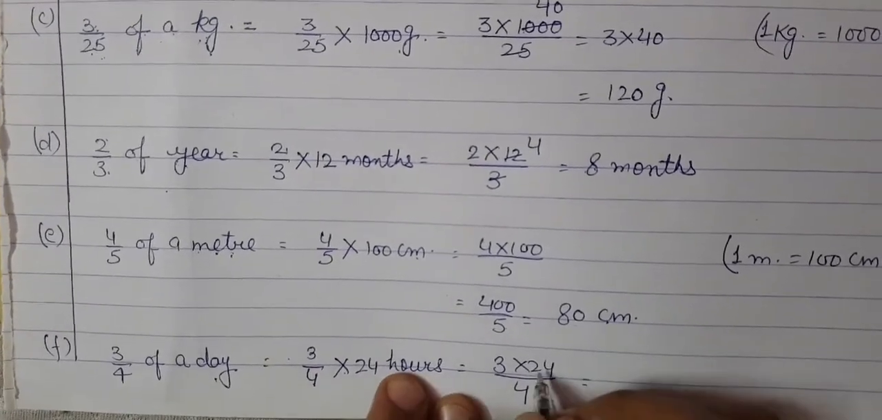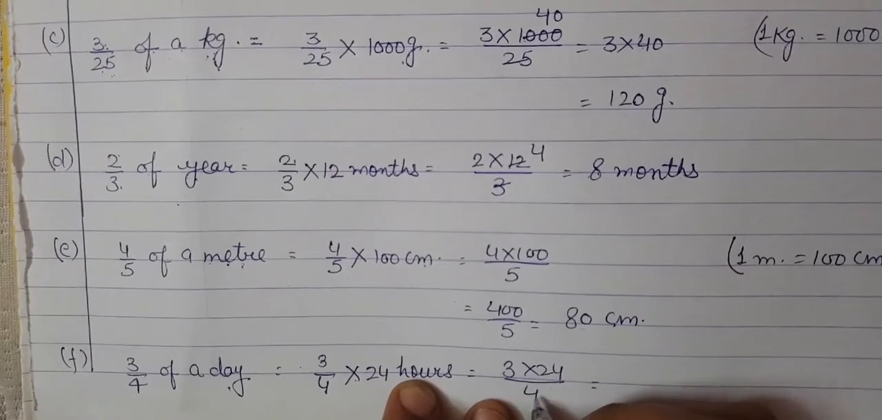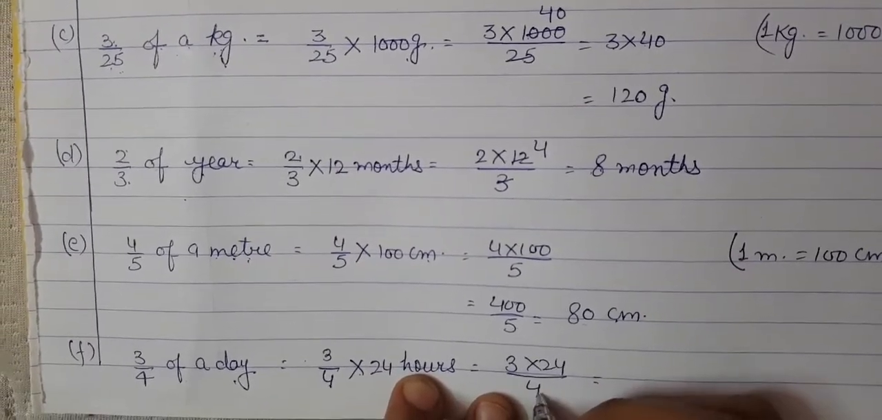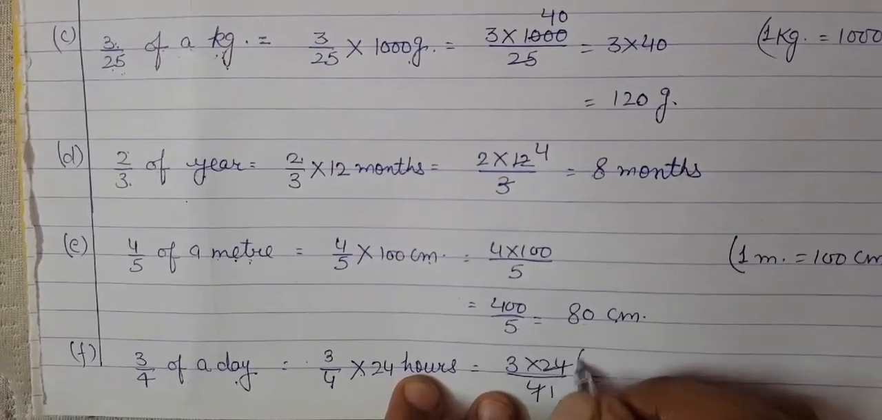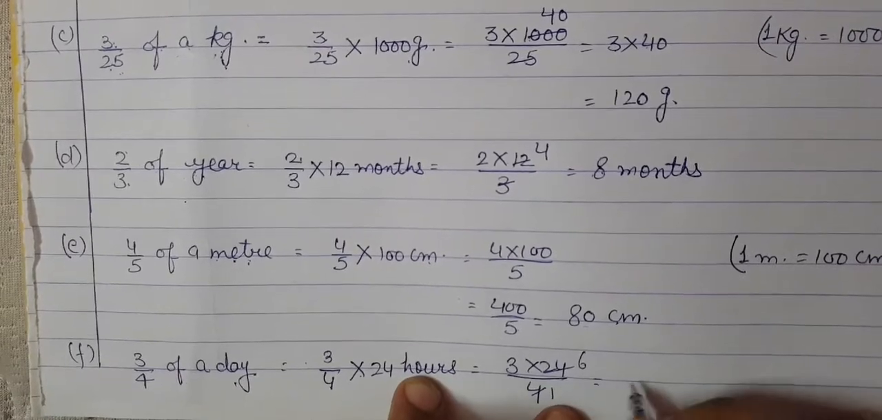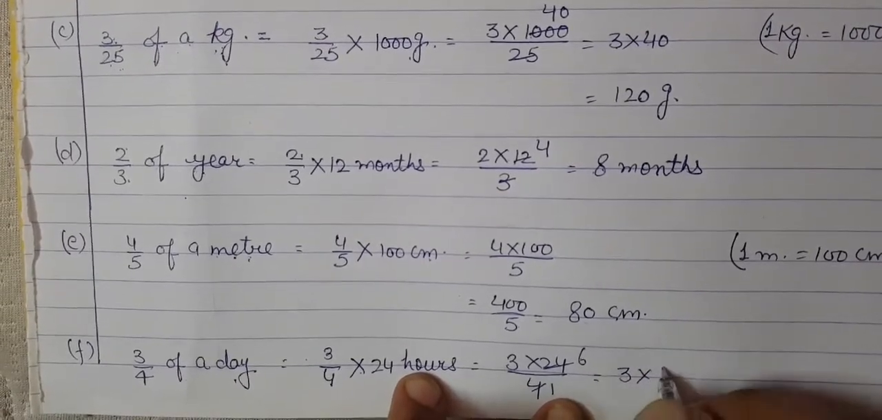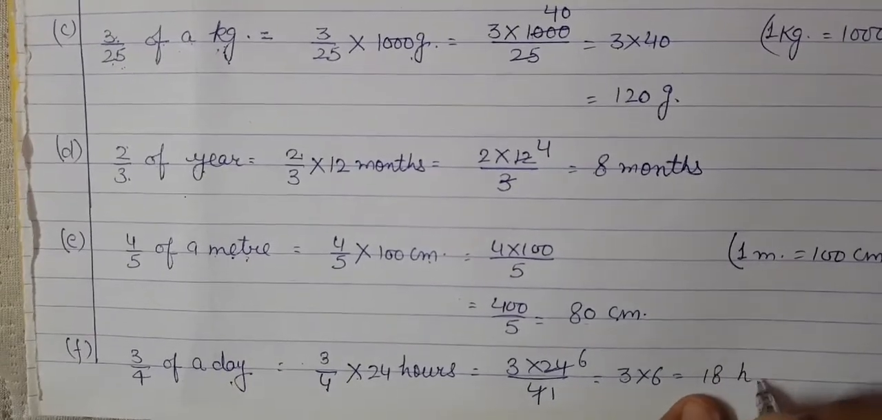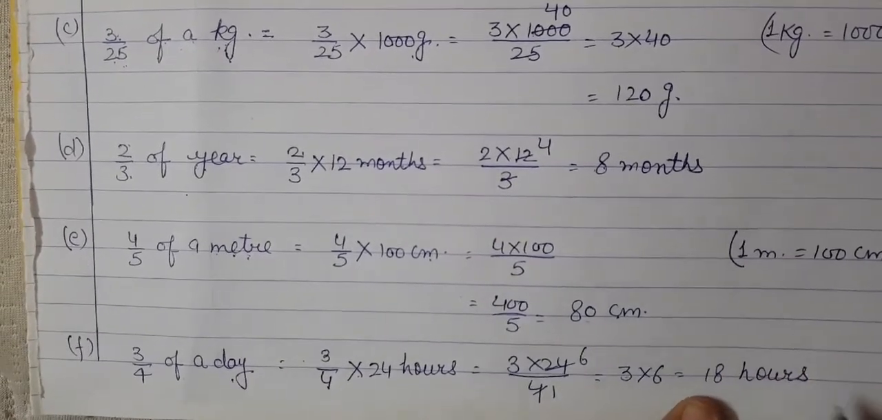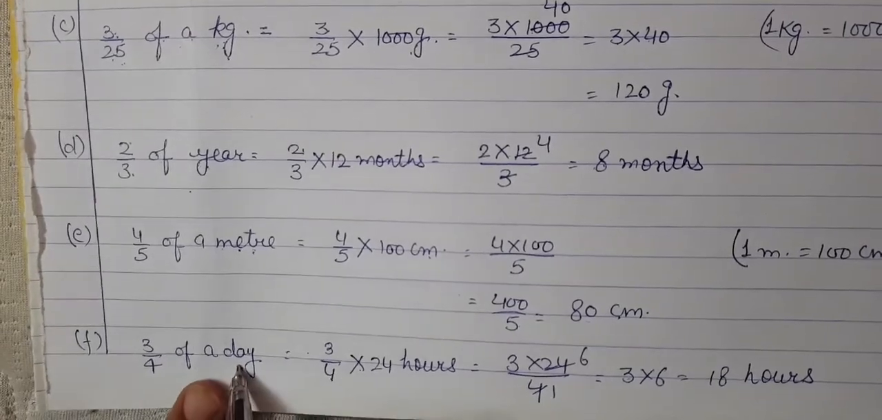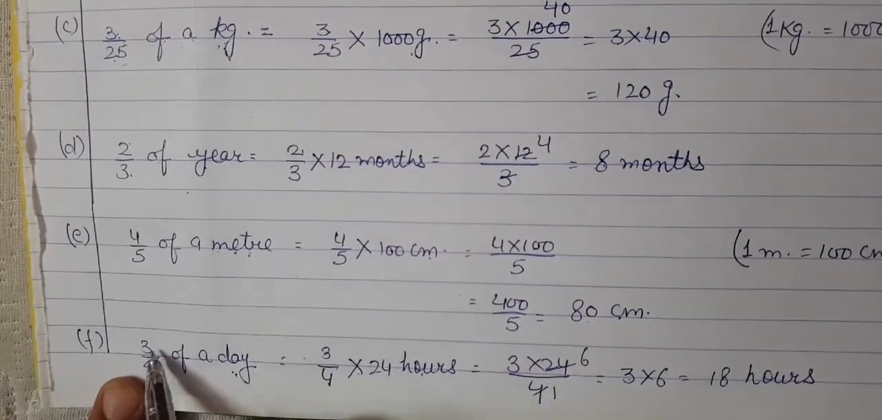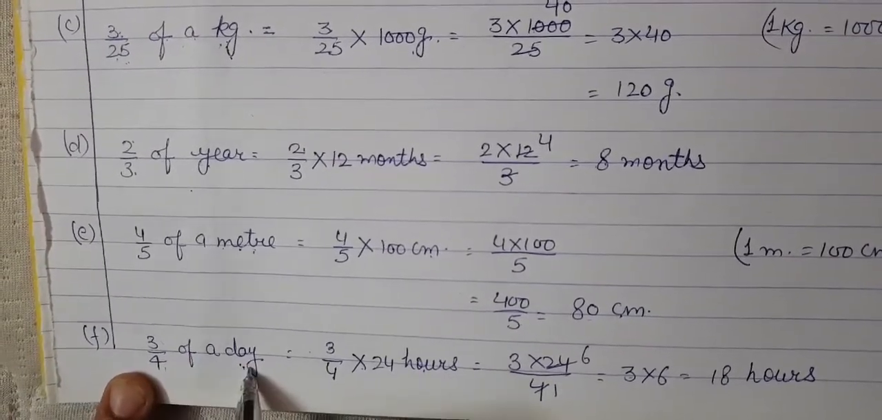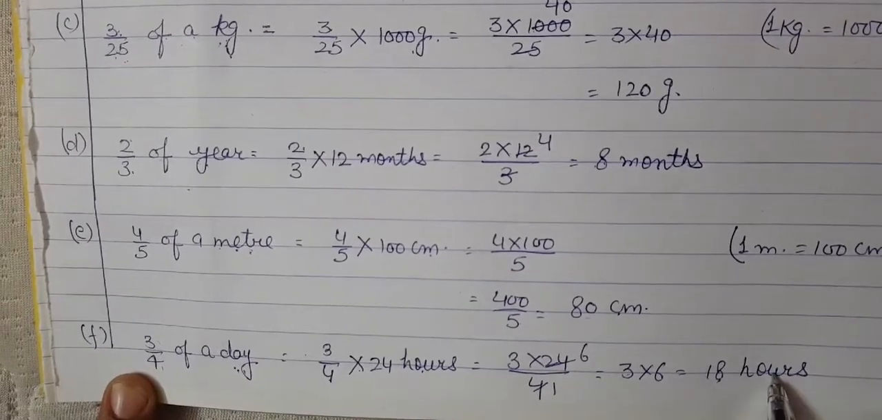Here you can see 24 can be cut by 4 because both have common factor 4. 4 1s are 4 and 4 6s are 24. Now what remains? 6. 3 6s are 18. So 18 hours, because we have converted a day into hours, means 3 upon 4th part of a day is equal to 18 hours.